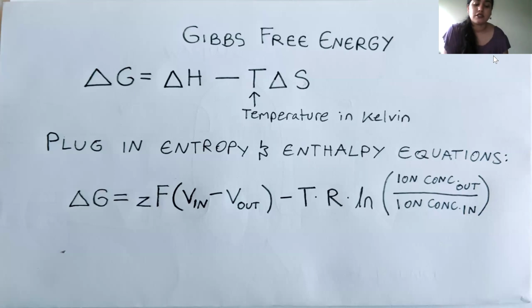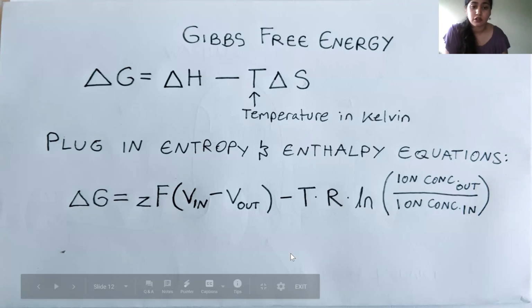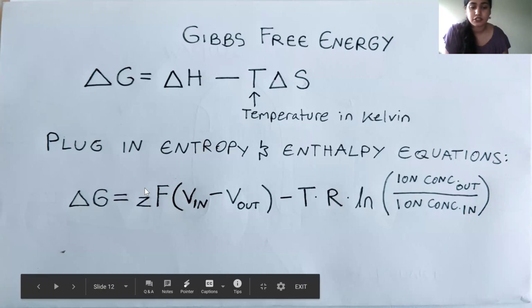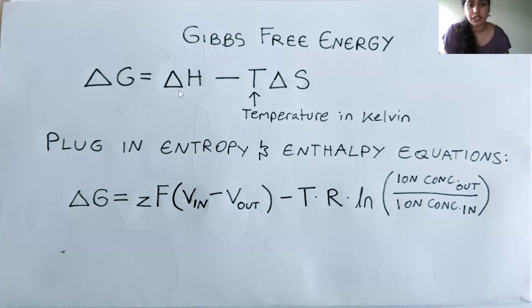The Gibbs free energy equation is an equation that relates entropy and enthalpy and lets you figure out the amount of useful energy that is available for you to do work. If you plug these entropy and enthalpy equations from the earlier slides into the Gibbs free energy equation, you get this equation below, where delta G, the change in the energy available to do useful things, is equal to the change in enthalpy minus the temperature in kelvins times the change in entropy.